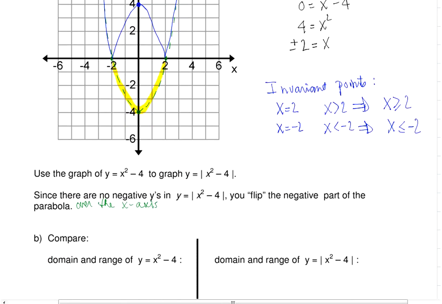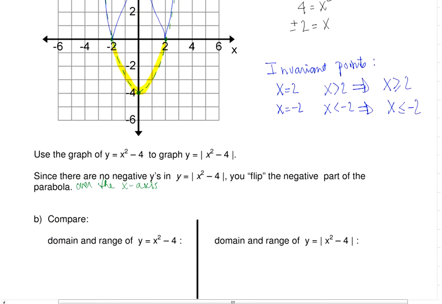Now, we're going to compare domain and range for these functions. So of our original parabola, the one that I drew in green, our domain is all reals. Why don't I do this in green? And our range, well, that's everything above where y is equal to negative 4. So we say y is greater than or equal to negative 4.